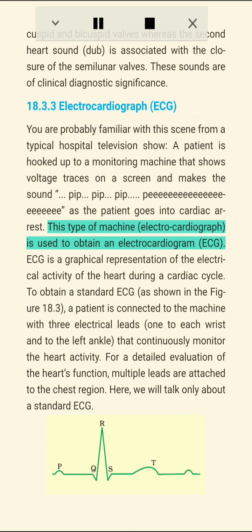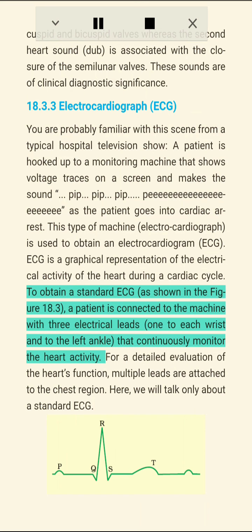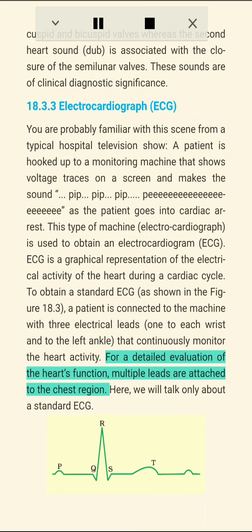This type of machine, electrocardiograph, is used to obtain an electrocardiogram, ECG. ECG is a graphical representation of the electrical activity of the heart during a cardiac cycle. To obtain a standard ECG, as shown in Figure 18.3, a patient is connected to the machine with 3 electrical leads, 1 to each wrist and to the left ankle, that continuously monitor the heart activity. For a detailed evaluation of the heart's function, multiple leads are attached to the chest region.